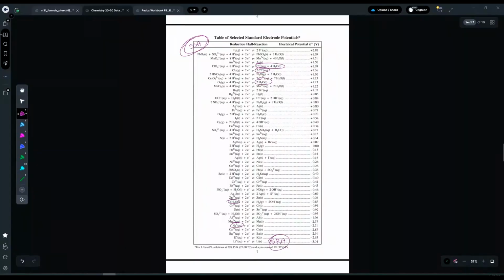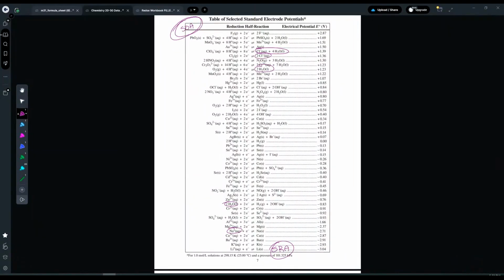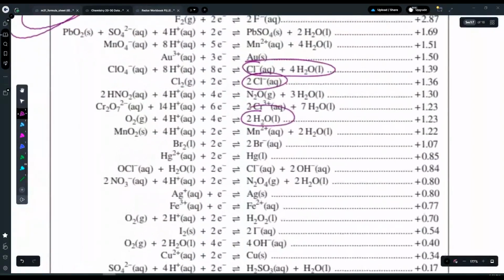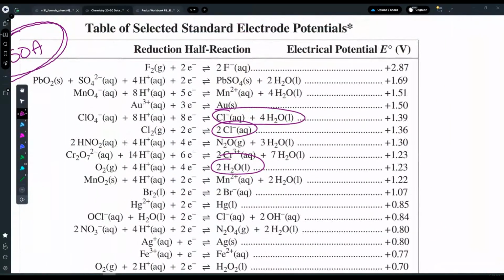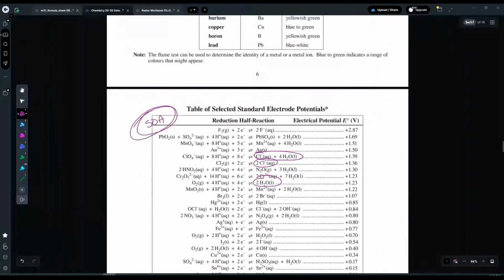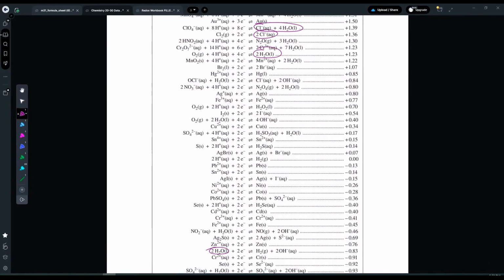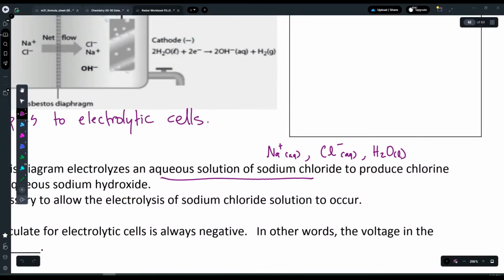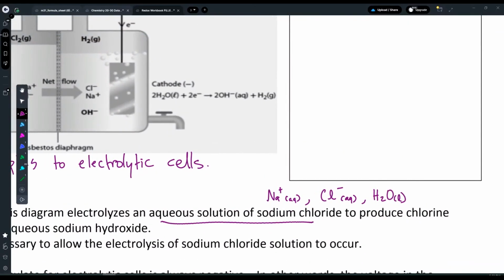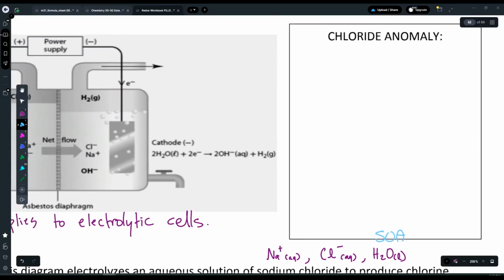Okay, so looking at this, our SOA is very clearly going to be water, but for our SRA, water is also appearing. Okay, so that just makes no sense. Yes, water appears on both sides, but there's a problem here. Water can't be both gaining as well as losing electrons here. Okay, and so this is where the chloride anomaly comes into play. So water, it is our SOA.